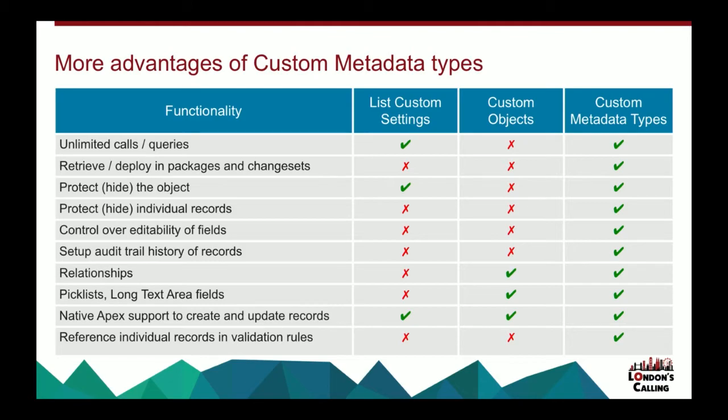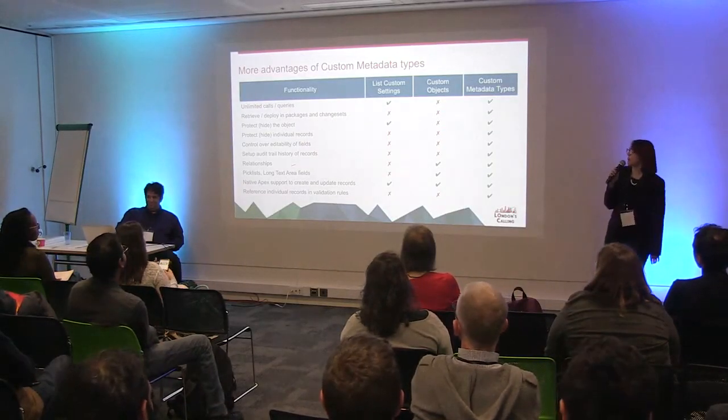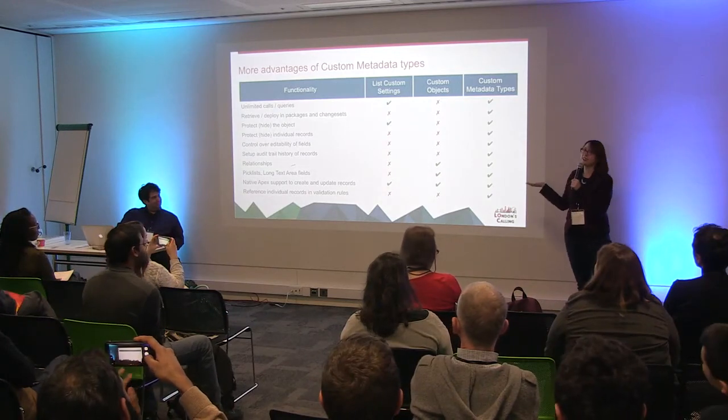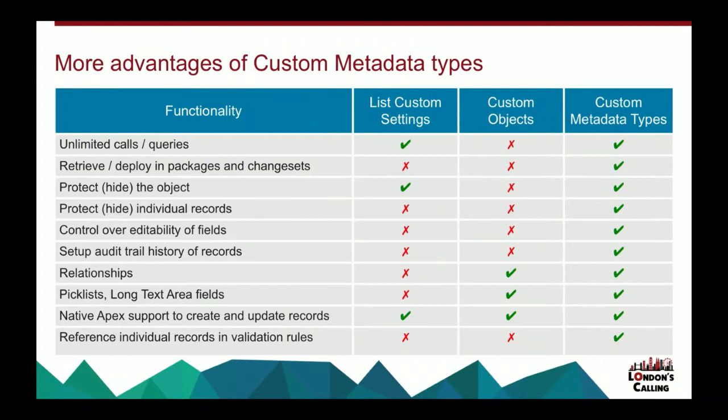Those are two examples. We have a lot more examples of advantages of custom metadata types over custom objects, and also over list custom settings. List custom settings were kind of custom metadata types 1.0. They're really similar to custom objects in implementation, and so they have a lot of the same limitations as custom objects. I want to go through a few of these.